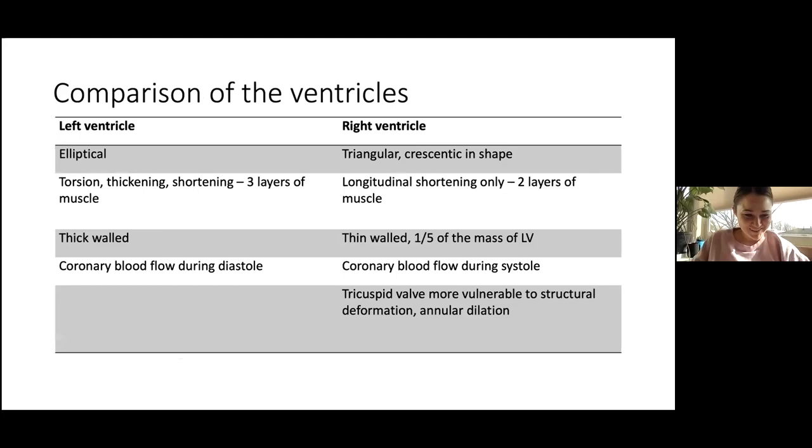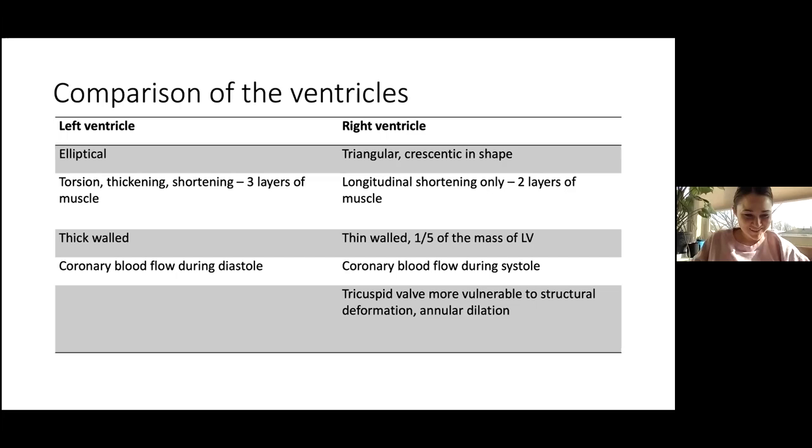Comparing them directly, when we're taught anatomy and pathophysiology, most of what we're taught is focused on the left ventricle. As we saw in the prior picture, it's elliptical in shape. Something I didn't know is that it moves in three different fashions. It has torsioning, so the ventricle itself is twisting, and the walls are thickening and also shortening. There are three layers of muscle responsible for making this happen. It's thick-walled, and coronary blood flow happens during diastole. We're taught that this is because the wall tension in the left ventricle is so high during systole, during left ventricular contraction, that coronary blood flow can't get in.